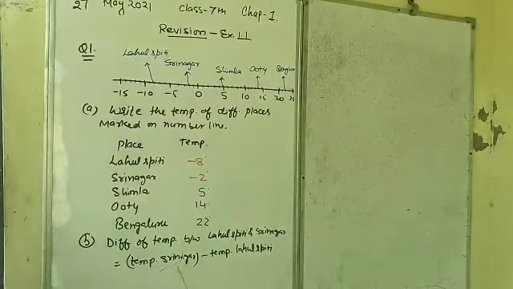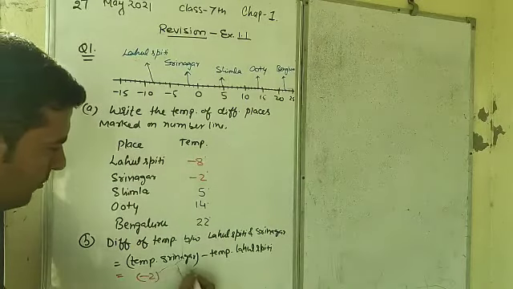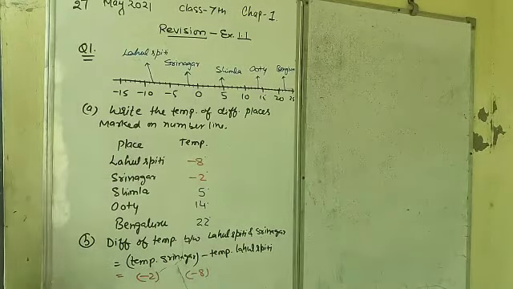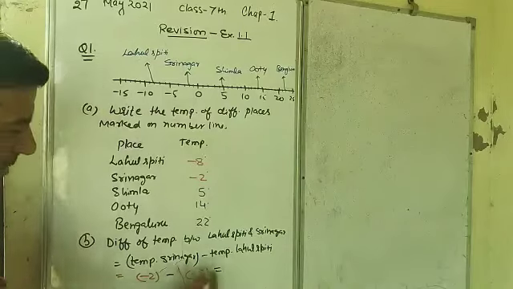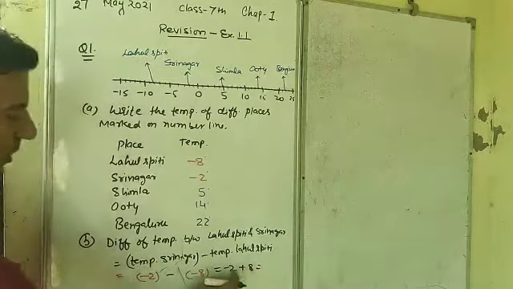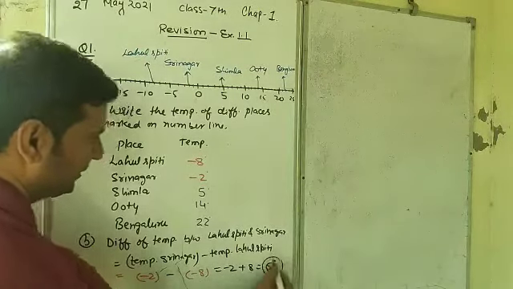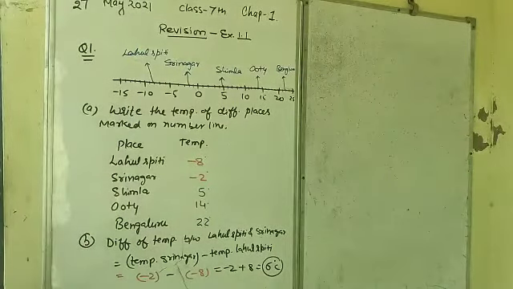Okay, so look at this. What are the temperatures? The temperature of Srinagar is -2 degrees and that of Lahaul-Spiti is -8 degrees. Now we have to subtract these two. So how to solve this? -2 minus (-8), that is -2 plus 8, it will be equal to 6 degrees. So 6 degrees Celsius is the difference between the two temperatures of the two places.